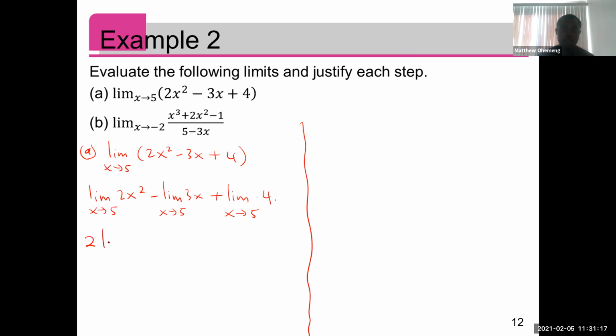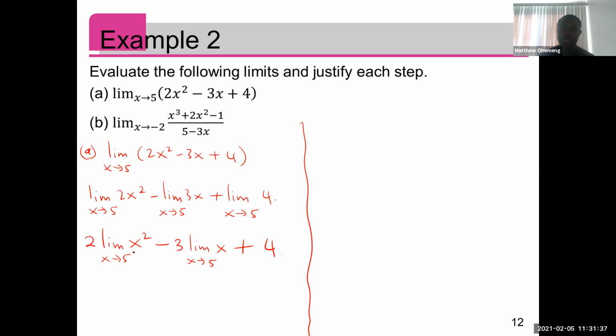So that's going to give me 2 times the limit as s approaches 5 of s squared, minus, for this one, the constant rule applies. So you pull out 3, and then the limit as s approaches 5 of s. And then this one, by the constant rule, the limit of a constant is the constant. So that means that's just 4.